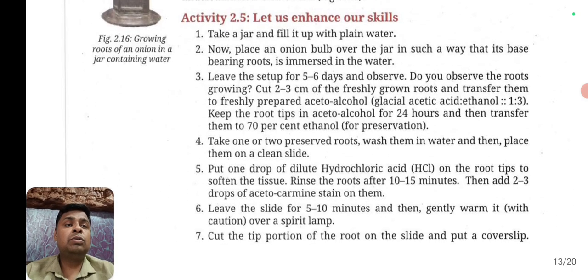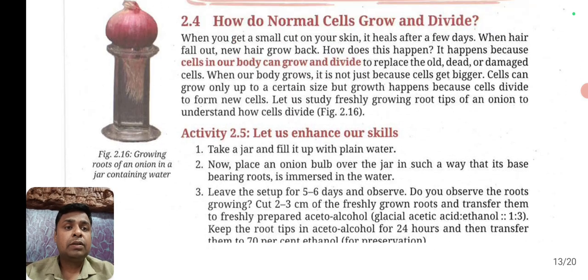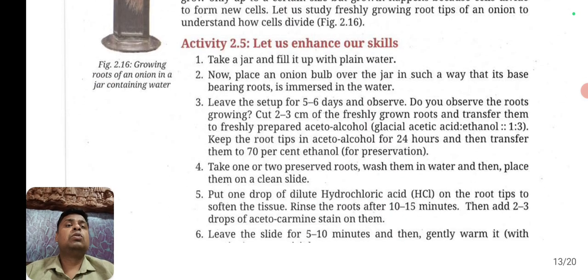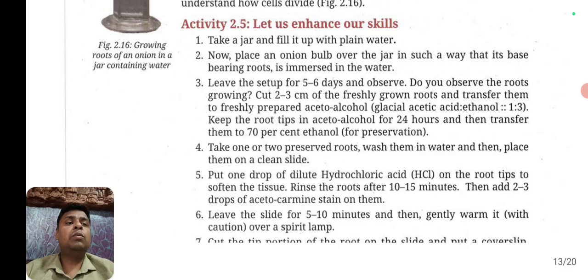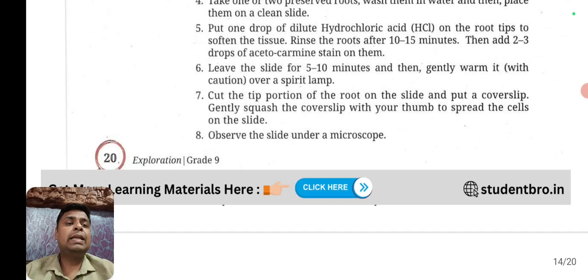Now they have told us to do an experiment. You can see the picture here, growing onion roots in the water. You can see closely, roots of onion are growing in water. So you have to take a jar, fill it with water and keep the onion in it. So roots will grow, and then you cut it and observe under the microscope. Okay. So put a drop of dilute hydrochloric acid at the root tips, soften it, and then 2 to 3 drops of acetocarmine stain, color it, so you can see it under the microscope.